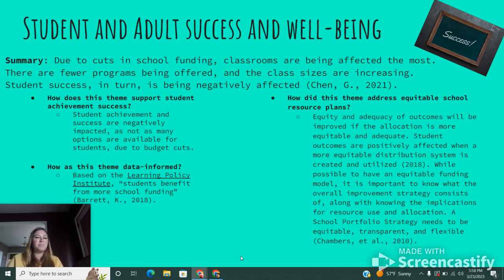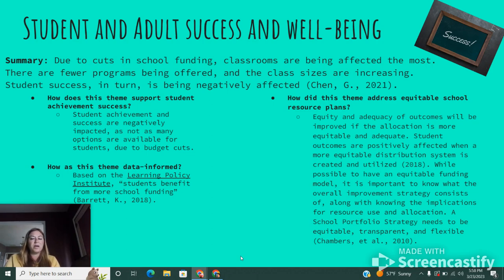How is this theme data informed? Based on the Learning Policy Institute, students benefit from more school funding. So the data shows that we need more school funding. How did this theme address equitable school resource plans? Equity and adequacy of outcomes will be improved if the allocation is more equitable and adequate. Student outcomes are positively affected when a more equitable distribution system is created and utilized.